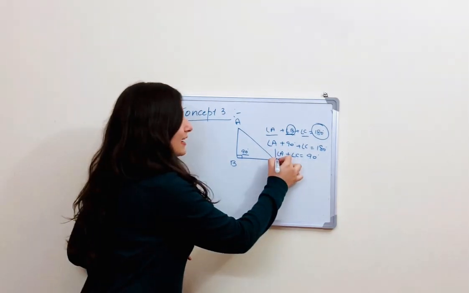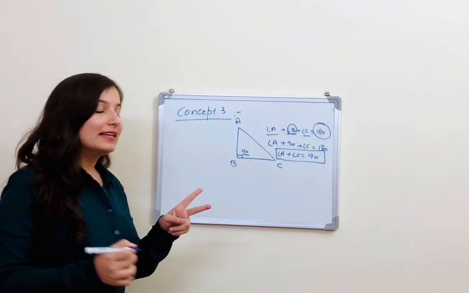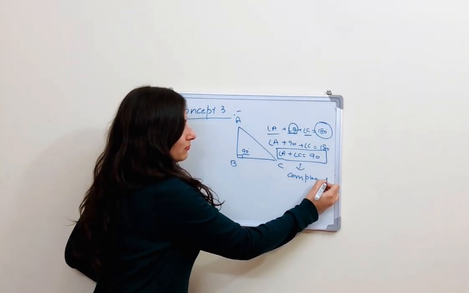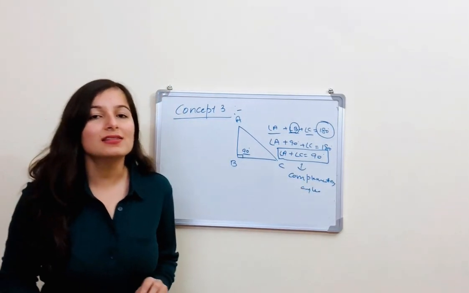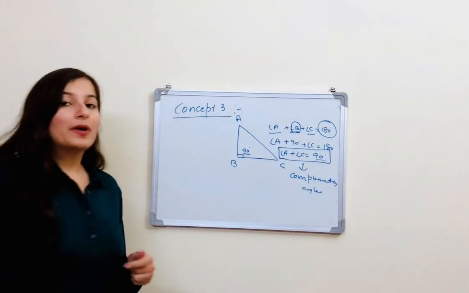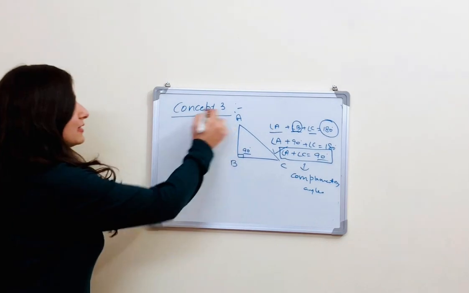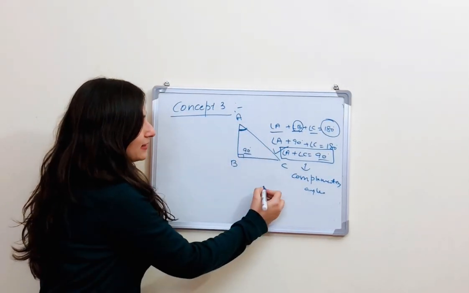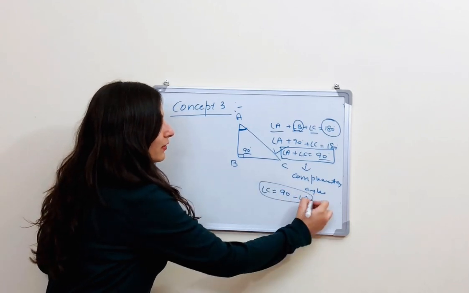So what does this say? This says that angle A and angle C are complementary angles, because that's the definition of complementary angles, which is the sum of two angles equal to 90 degrees. But what is the relevance of these complementary angles in this concept 3? So let's take angle A. So angle C will be 90 minus angle A. Right?